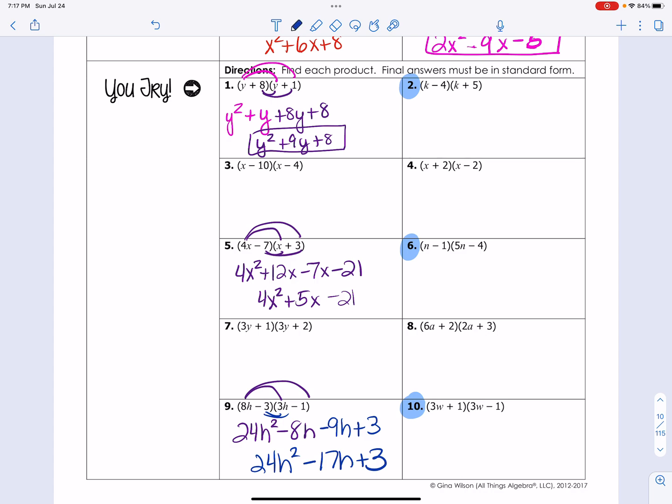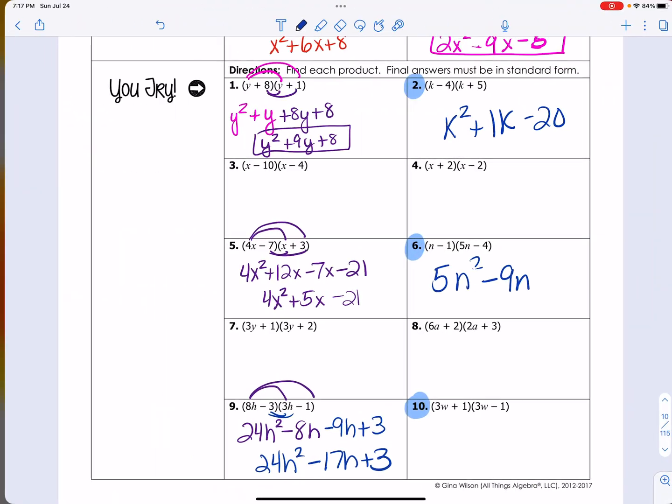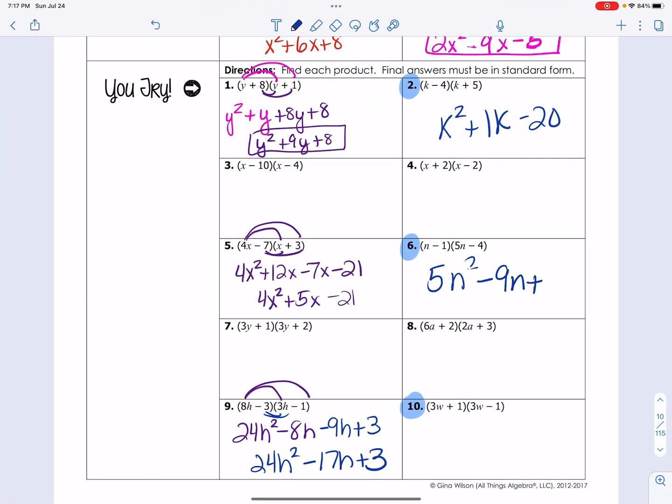Okay, so on 2, the final answer was k squared plus 1k, and I don't care if the 1 is there, minus 20. The answer on 6 was 5n squared minus 9n plus 4. And then on 10, your answer was 9w squared minus 1, because the middle ones actually cancel. It was a minus 3w and a plus 3w.